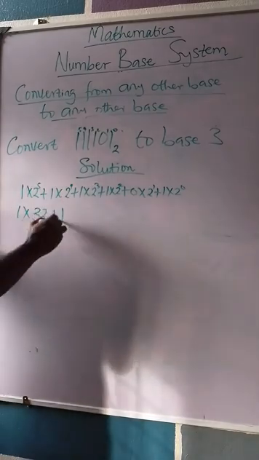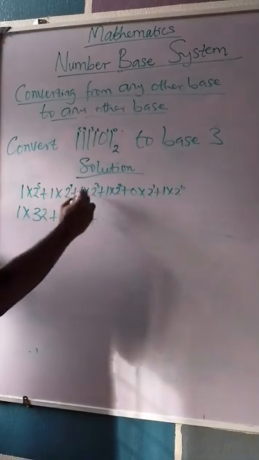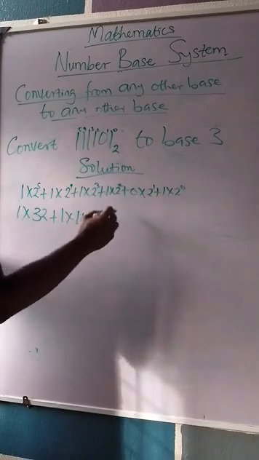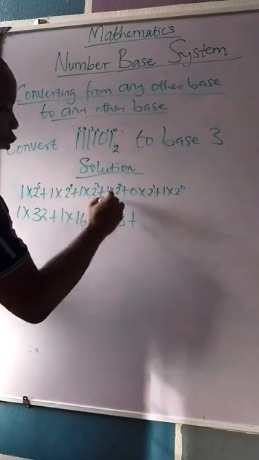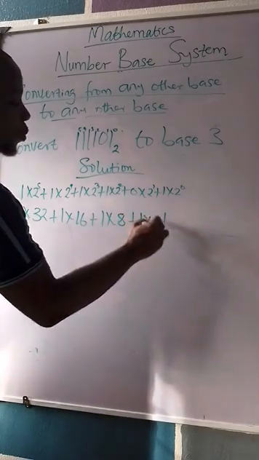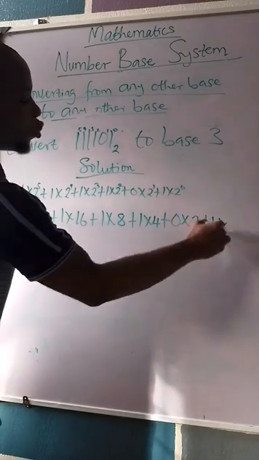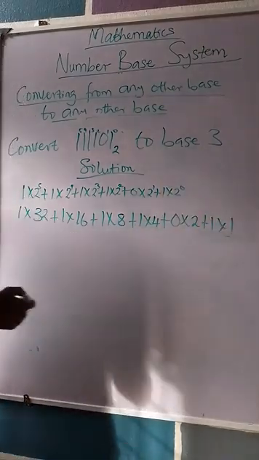So 2 into 5 places gives us 32. Plus 1 times 2 raised to the power 4 is 2 times 2 times 2 times 2, 4 places. That gives us 16. Plus 1 times 2 raised to the power 3 is 2 times 2 times 2. That gives us 8. Plus 1 times 2 raised to the power 2 is 4. Plus 0 times 2 raised to the power 1 is 2. Plus 1 times 2 raised to the power 0 is 1.